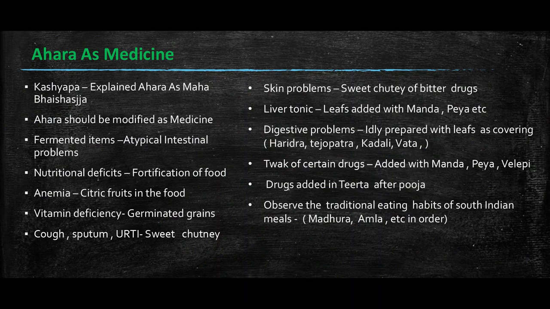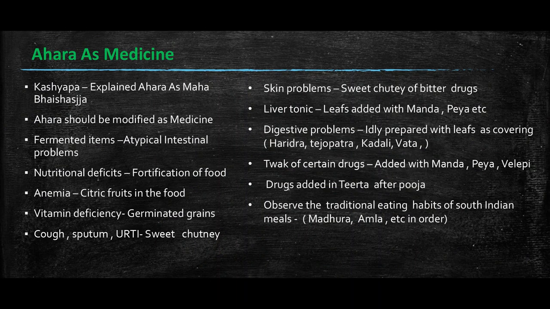Then in anemic problems, okay. In anemic problems or hematological problems, where you need to supplement more and more vitamin C and all, food should be preferably mixed with citrus fruits. It may be starting from amalaki, or other citrus fruits which are available in the market, you can make use of that. So, this is again how you have to modify the ahara.